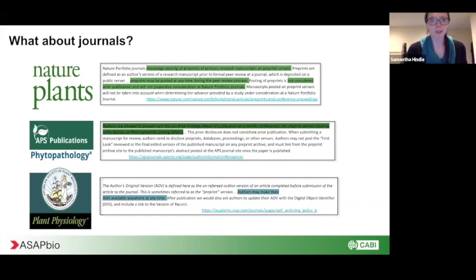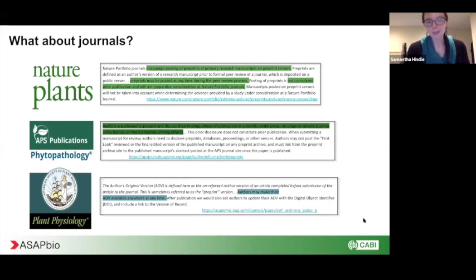And preprints, you can post them at any time in the peer review process for some journals, and others you need to post specific versions of your manuscript. So it's good to check the policy. But overall, the message is that posting a preprint is not seen as prior publication, and it will not jeopardize the publication of your manuscript in a journal if you post a preprint beforehand.